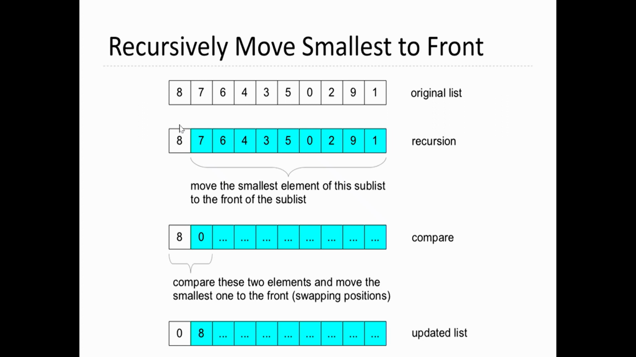So once again, ignore the first element, move the smallest element in the sublist to the front, then compare the first two elements of the list. That problem right there, move the smallest element of the sublist to the front of the sublist, is a smaller version of the original problem. The original problem is move the smallest element in the entire list to the front of the list. Now you've got a list that's one smaller, so you can use recursion to solve this problem.